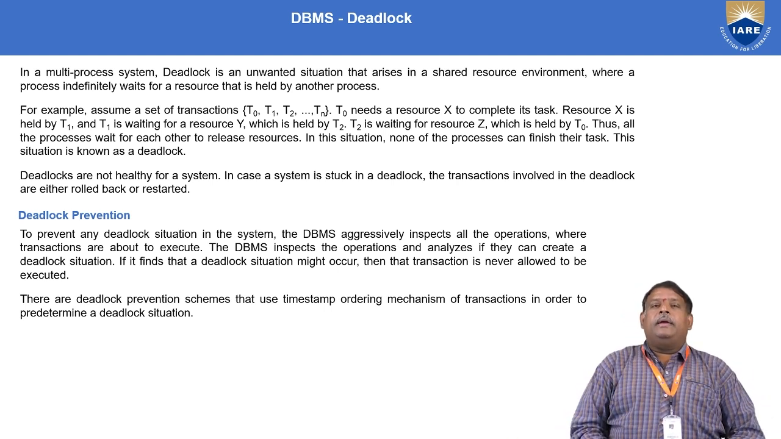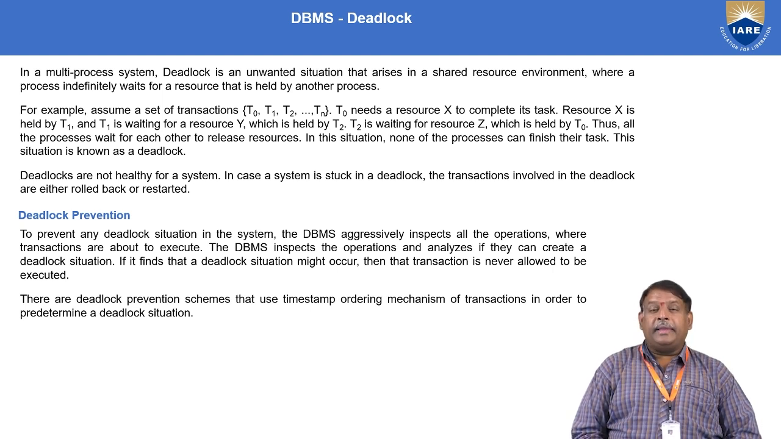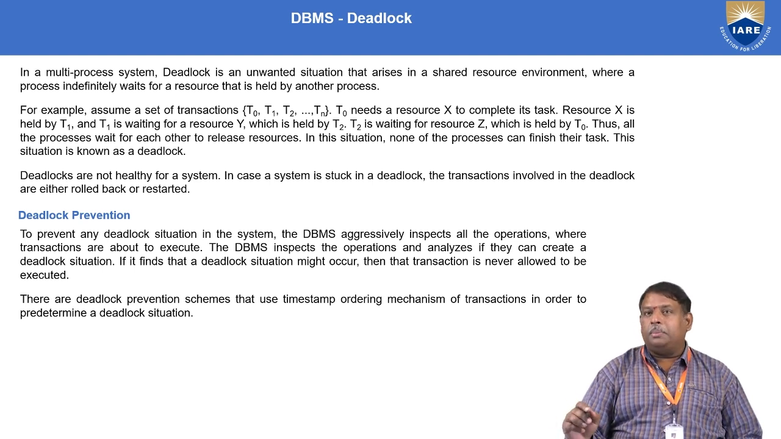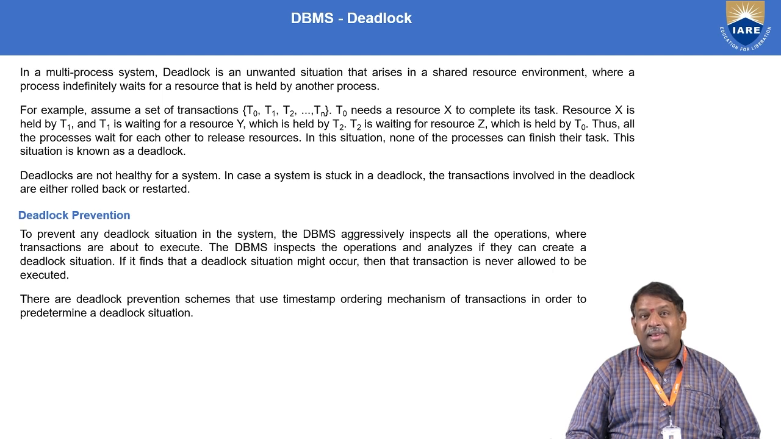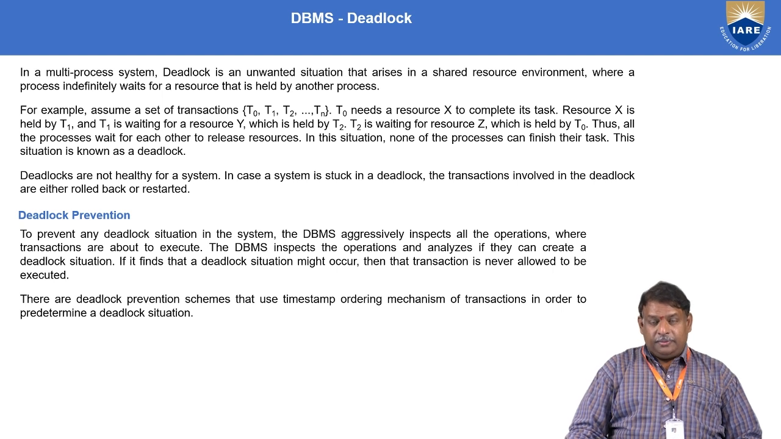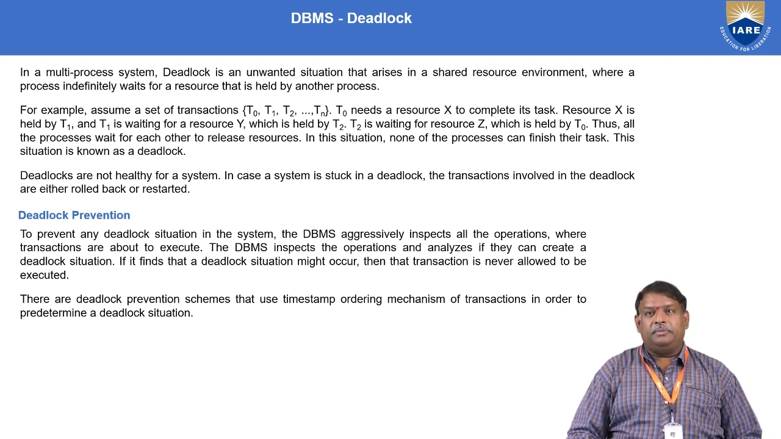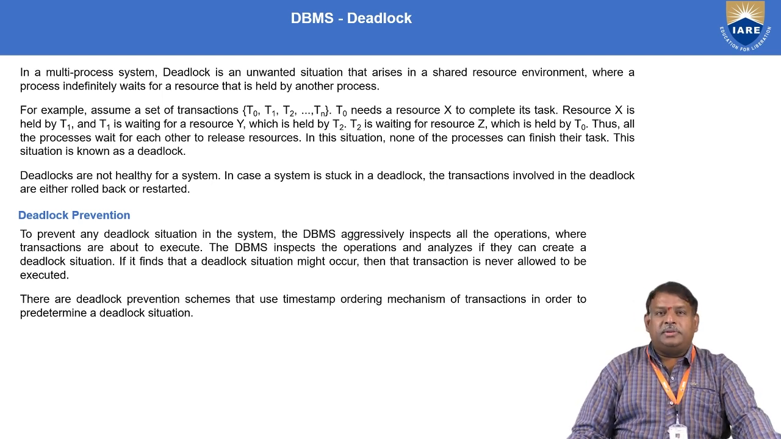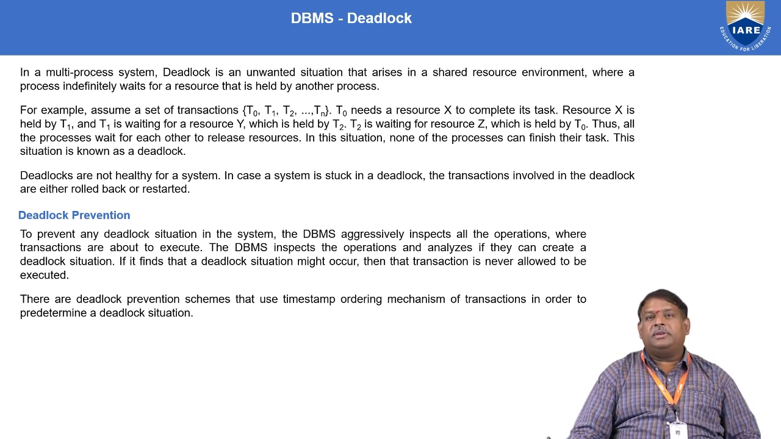For example, assume a set of transactions T0, T1 to T10. T0 needs a resource X to complete its task. But the resource X is being held by T1. And T1 is waiting for the resource Y, which is held by T2. T2 is waiting for a resource Z, which is being used by T0. So all the processes wait for each other to release resources.